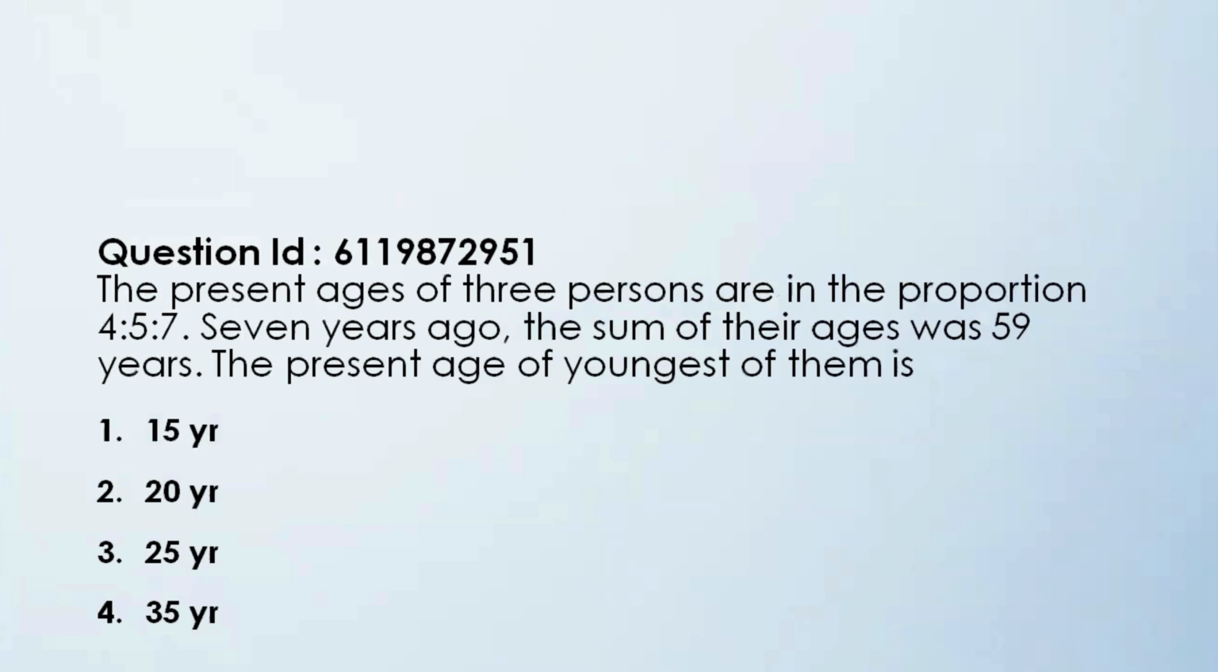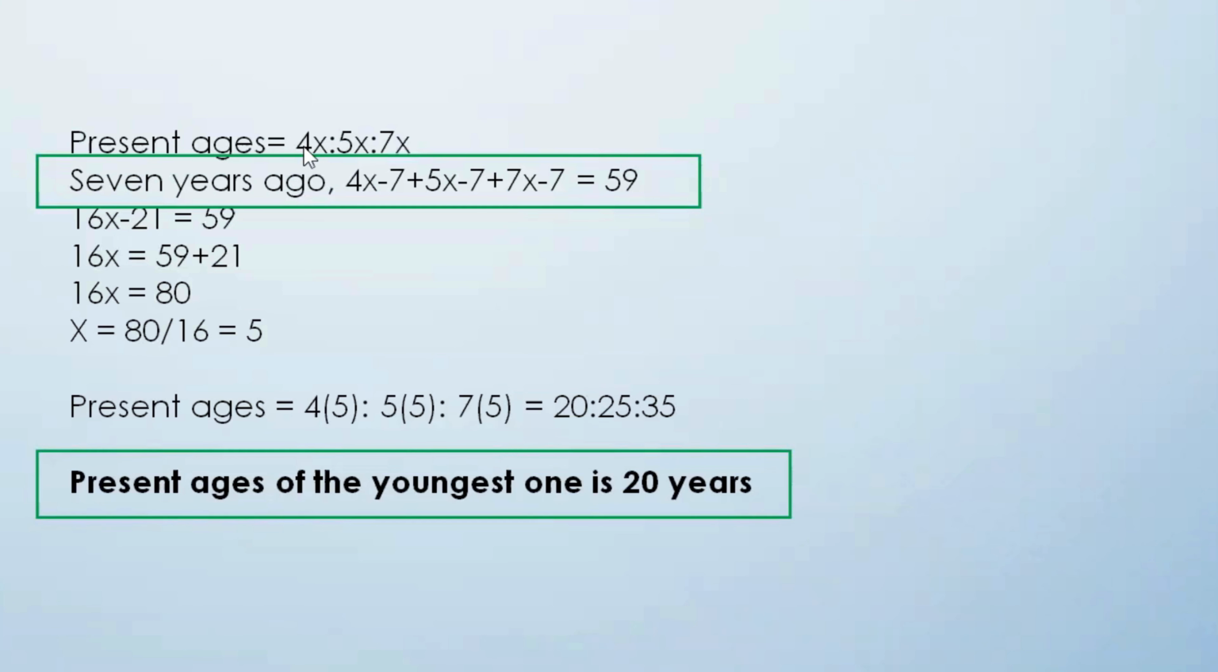The next question on mathematical reasoning is, the present ages of 3 persons are in the proportion 4 is to 5 is to 7. 7 years ago, the sum of their ages was 59 years. The present age of the youngest of them is what? Is it 15 years, 20 years, 25 years, or 35 years? Okay, pause the video and solve it for yourself and then come back to look at the correct answer. So the present ages are in the ratio of 4 is to 5 is to 7.